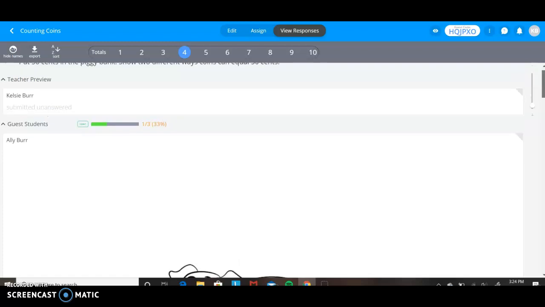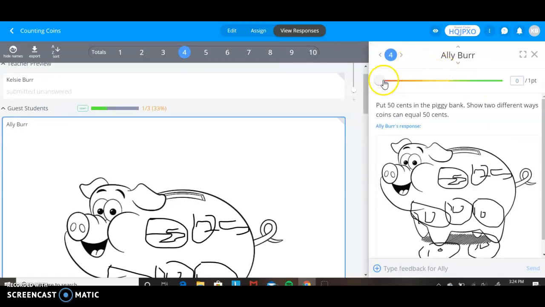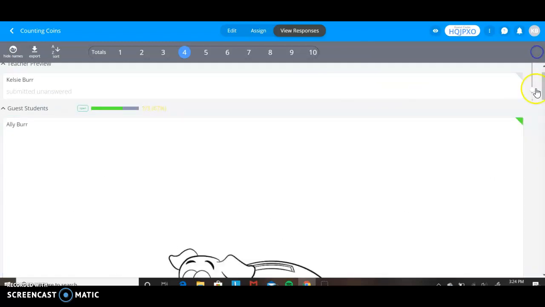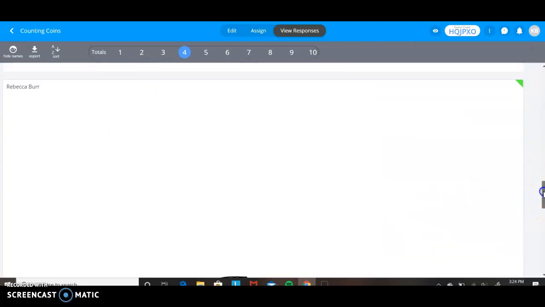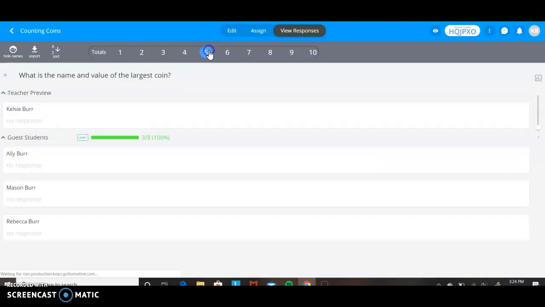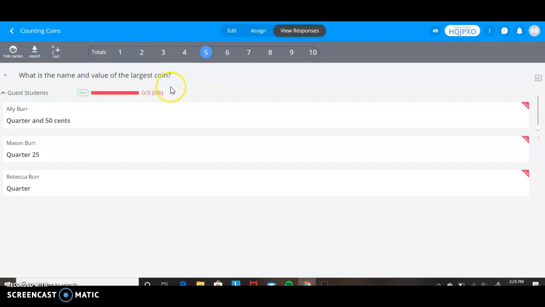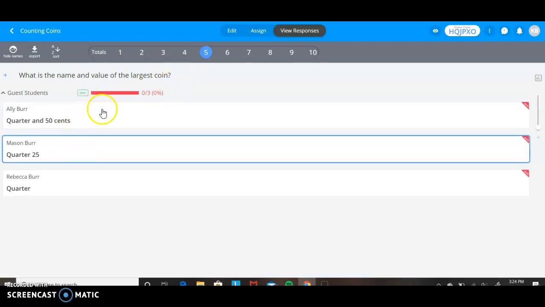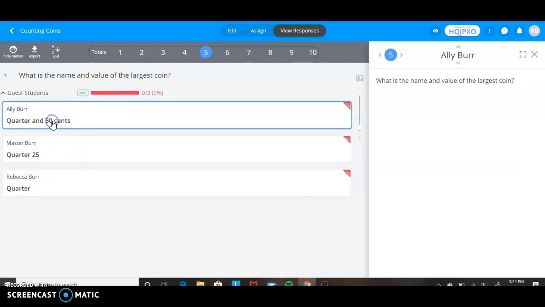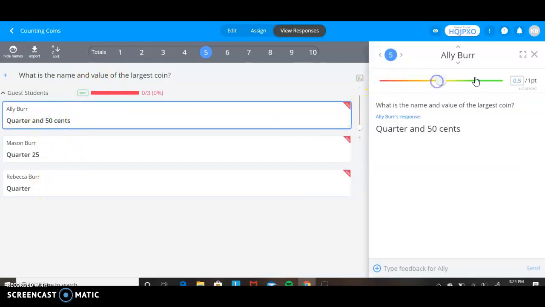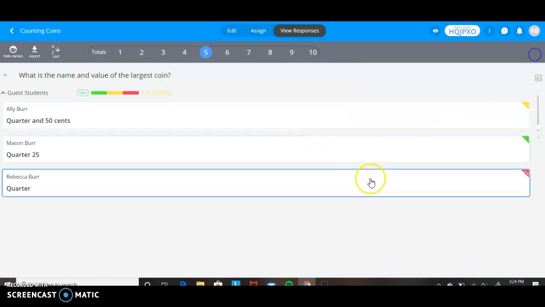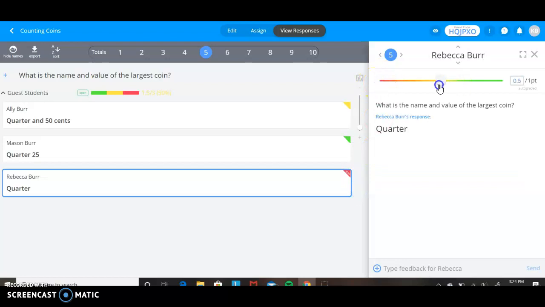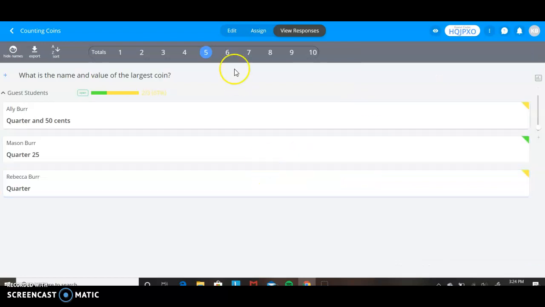This one is also correct, so we are going to give full points. And same on this one. Great job, students. Now to finish it out, the value of the largest coin. This is half correct, so we'll do half a point. This one is full, and this one is full. This one's half. She missed the label.